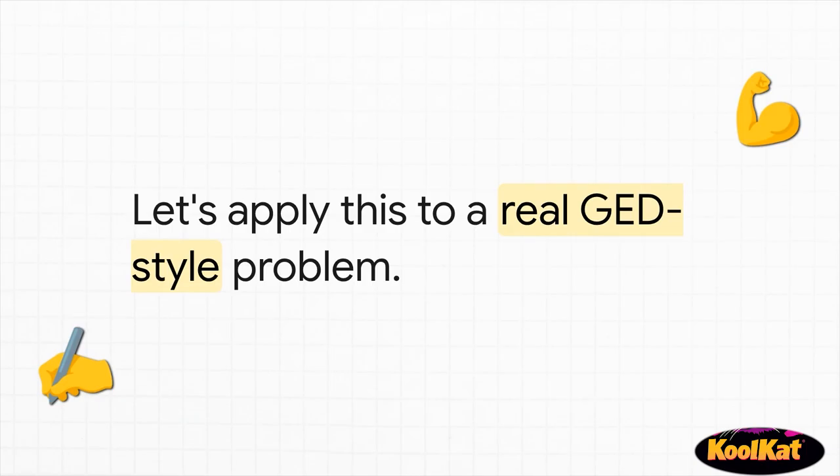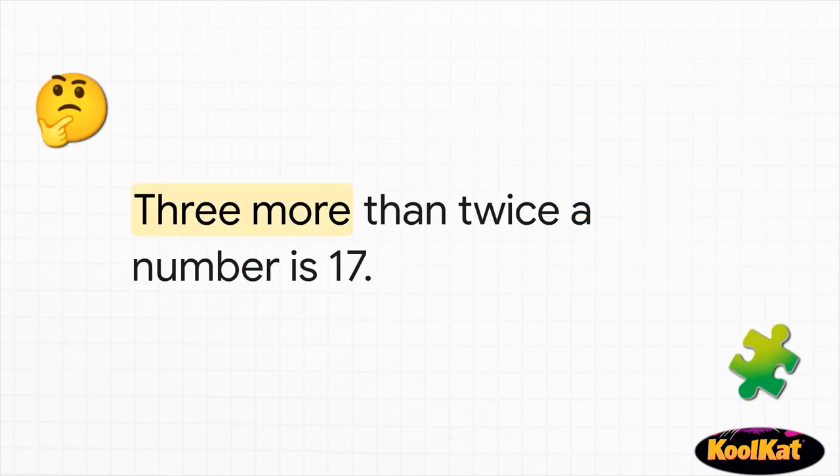All right, theory is great and all, but seeing this in action is what really makes it click. So let's take this two-step strategy and apply it to a real problem, the kind you'd actually see on the GED. Okay, here we go. 3 more than twice a number is 17. This is a classic word problem. Now, your first instinct might be to just freeze up, but don't do it. We are not going to solve it right away. We're going to translate it.